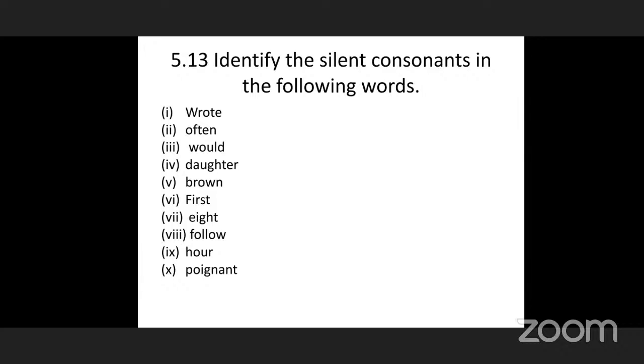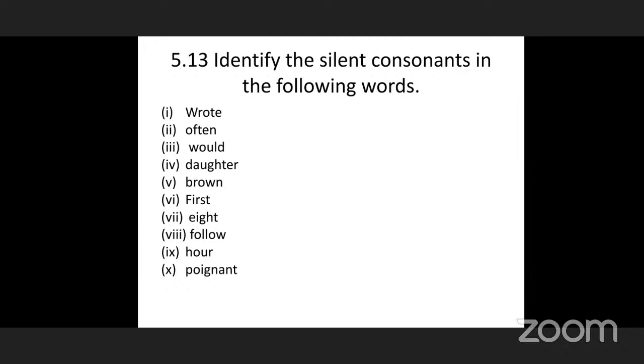Identify the silent consonants in the following words. Silent letters. First one is wrote. So what is the silent letter? You need to write it by giving a hyphen and a comma, W. You need to mention W. That's all. Next, the second one is often. So what is the silent letter? T. Next, the third one is would. We are not pronouncing the particular letter L. That's why the silent letter is L.